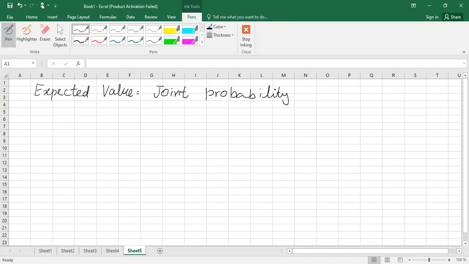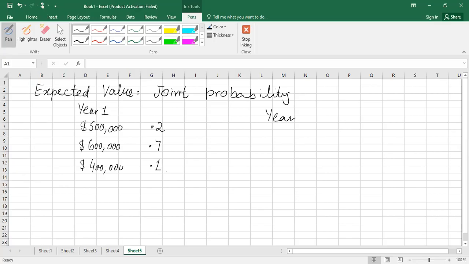We assume that there are 2 years. In year 1, it is expected that cash flow will be 500,000. Its probability is 0.2. Cash flow will be 600,000. Its probability is 0.7. Cash flow will be 400,000. Its probability is 0.1.